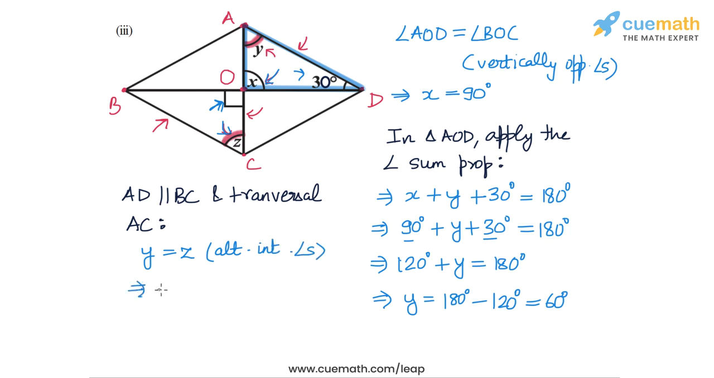And this means that the value of Z will be equal to the value of Y, which we have calculated as 60 degrees. So the value of Z will also be 60 degrees. So the answer for part 3 is the value of X is 90 degrees, the measure of Y is 60 degrees, and the measure of Z is 60 degrees as well. And this completes part 3.